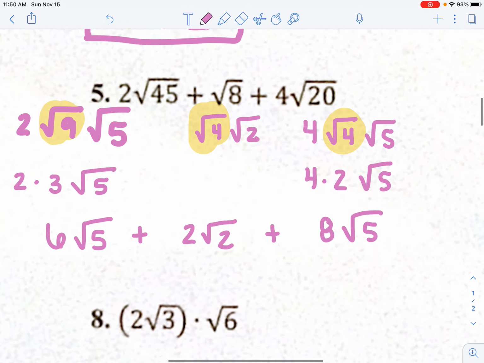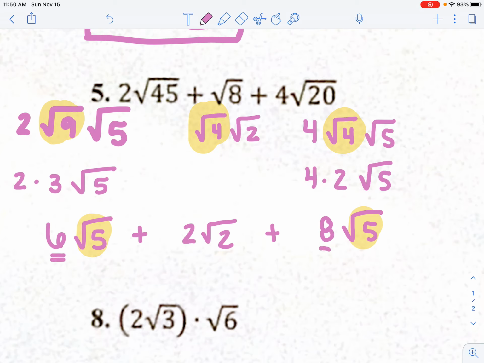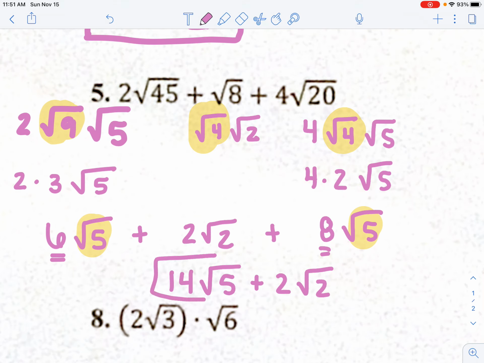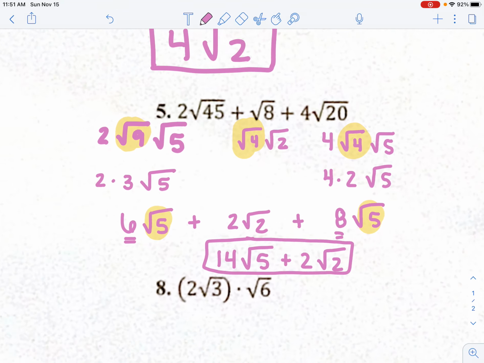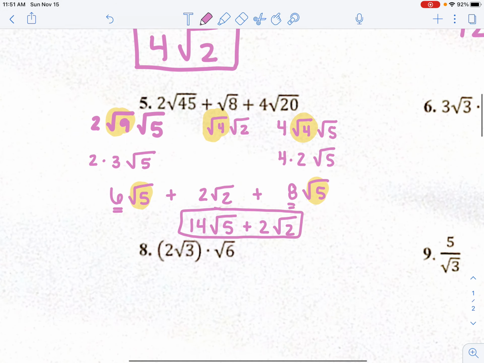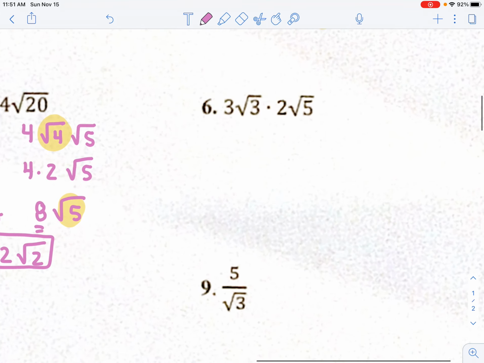So now we have this problem down here: 6 radical 5 plus 2 radical 2 plus 8 radical 5. In order to do addition or subtraction here, they have to be the same radical. So I see radical 5 and radical 5, so I can combine these two things together. So I can say 6 plus 8. Well, 6 plus 8 is 14 radical 5. Unfortunately, there's another radical 2, so you just say plus 2 radical 2. Okay, so try to always simplify them down first before you add or subtract them. If you have larger numbers, they're going to be able to be reduced usually.